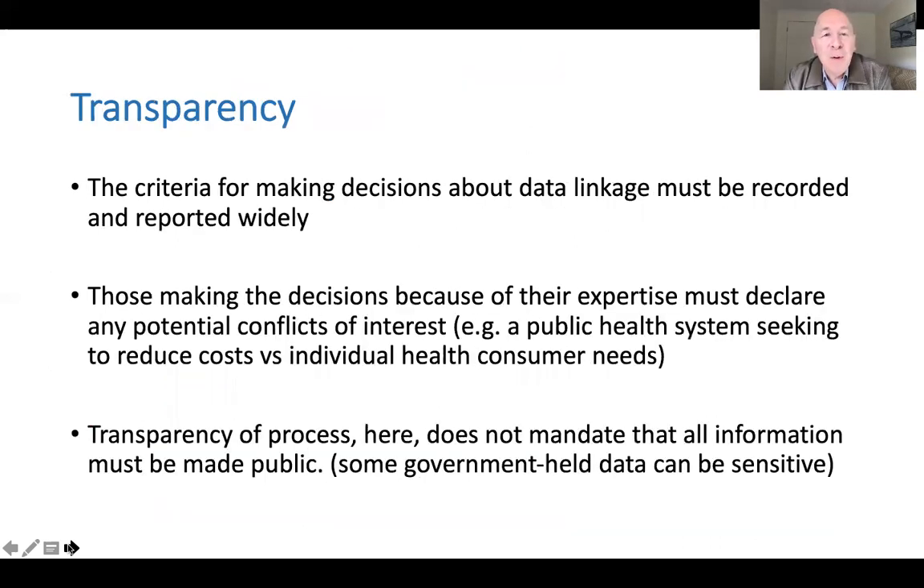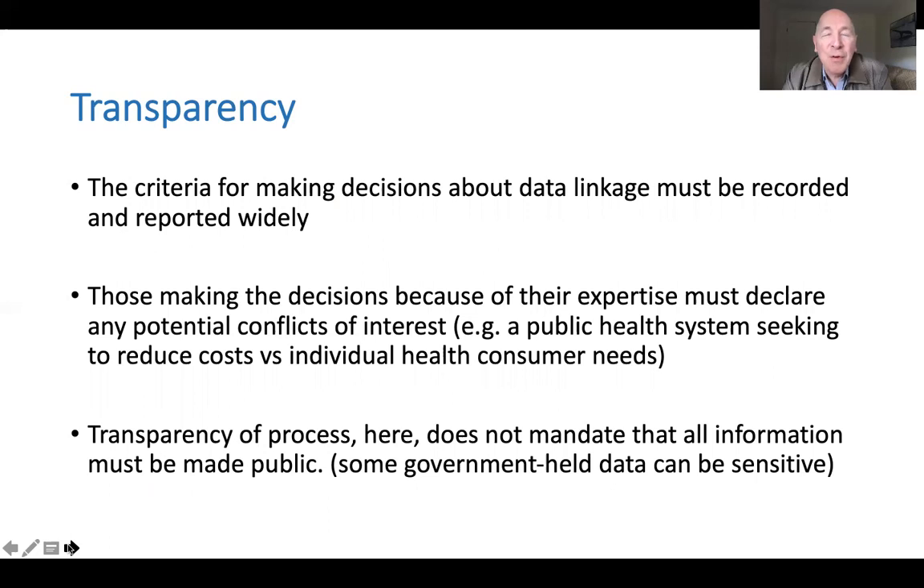Now, in terms of transparency, the criteria for making decisions about data linkage must be recorded, why this was done, and it has to be reported widely. And those making the decisions, because of their expertise in a particular area, must declare any potential conflicts of interest. For example, public policy in a health system may be seeking to reduce costs, but this may be different from an individual health consumer's needs. But the policy decisions can be formulated as long as each party knows what is driving the other.